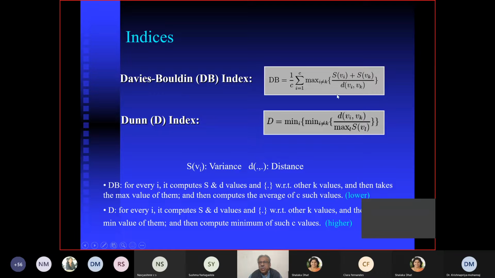So this ratio should be less. So the lower the value of the DB index, the better the partition. Similarly, for the Dunn index, the numerator is distance. So the separability between two clusters should be more and the variance should be less, homogeneity. So the higher the value of D, the better. That's what I mentioned.